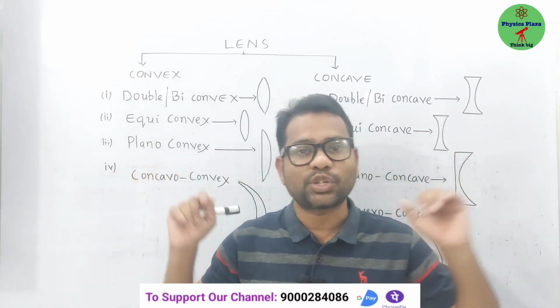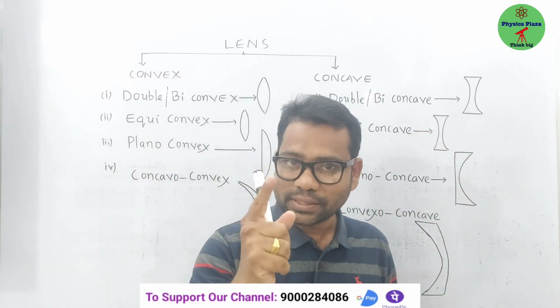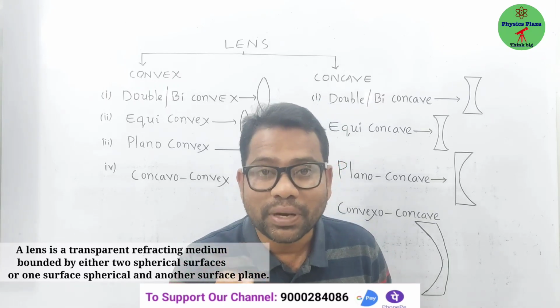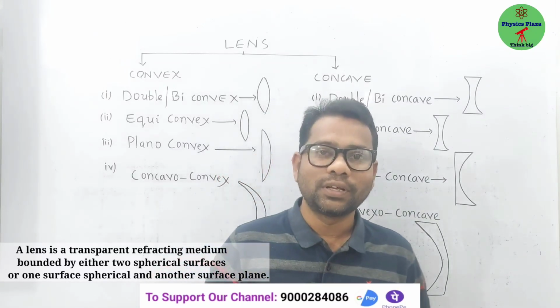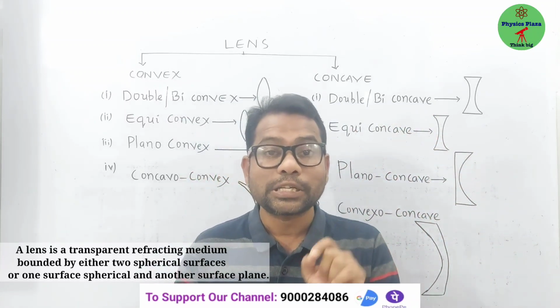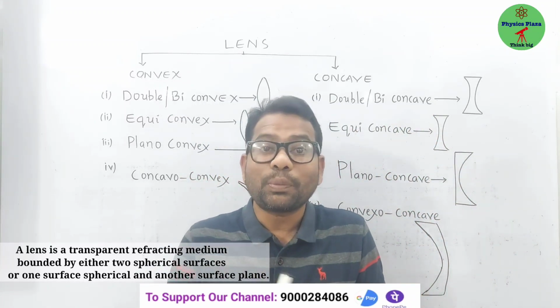Now first let us just try to recall what is a lens, children. Children, what is a lens? Yes, a lens is a transparent refracting medium. Then you may get one doubt. Sir, already we learnt about a prism. So a prism is also a transparent refracting medium only. Then what makes the difference?